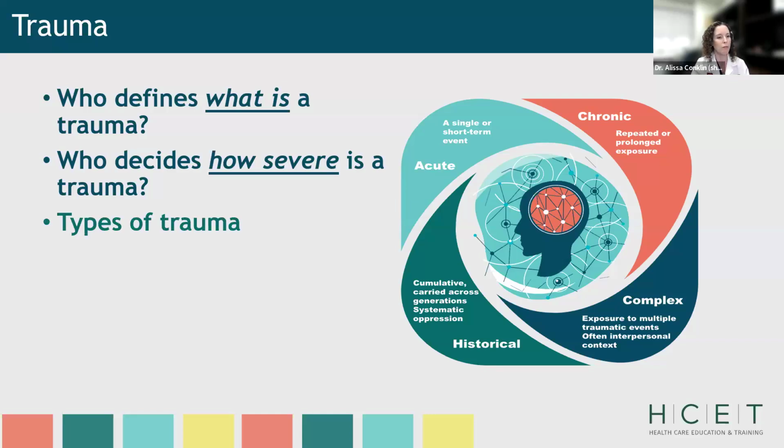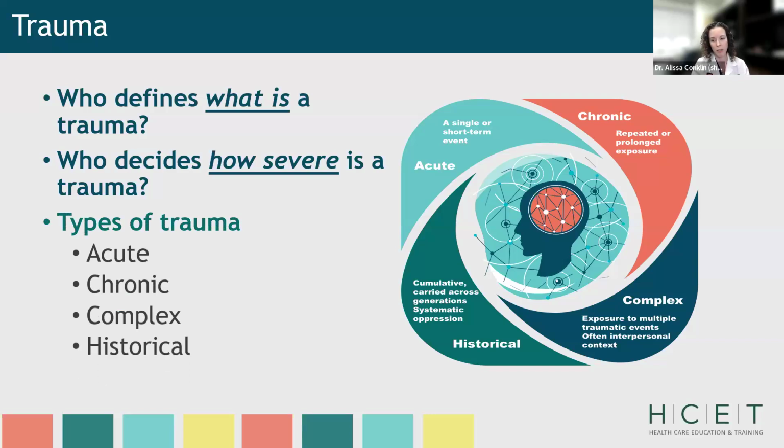Categories of trauma are broken down further into acute, like a one-time sexual assault, chronic, like domestic violence in the home, complex, like loving someone with a substance use disorder, and historical, like forced sterilizations, forced relocation, and slavery. And you can see the definition of all these types of trauma in this icon on the right.